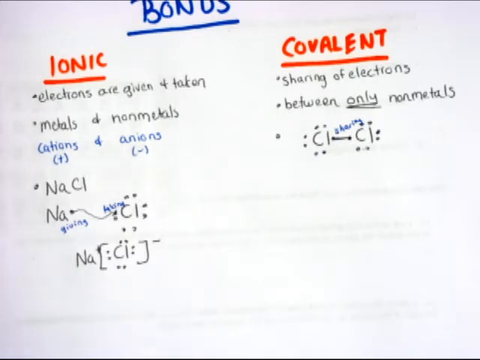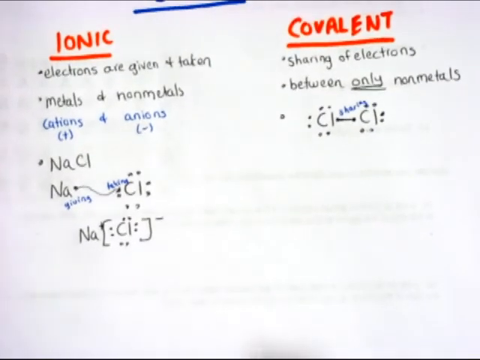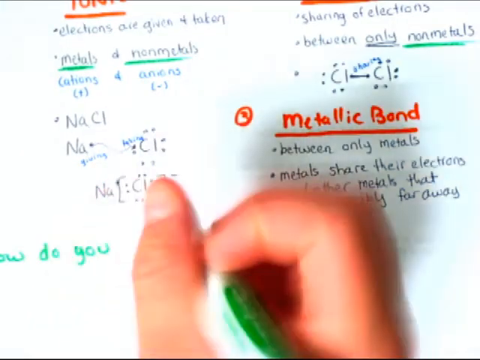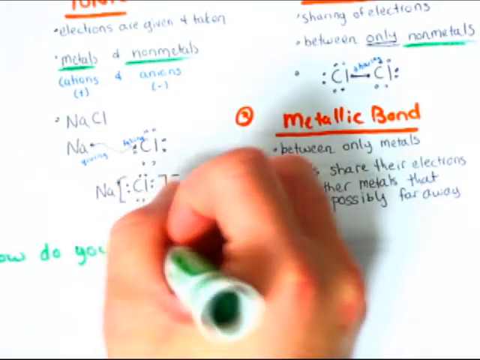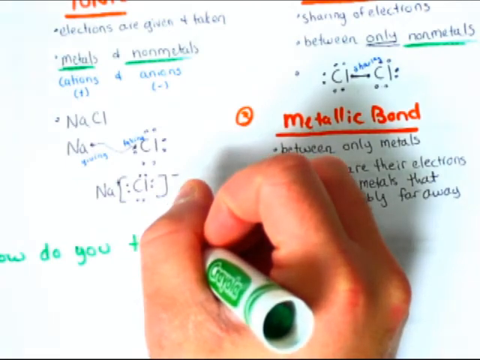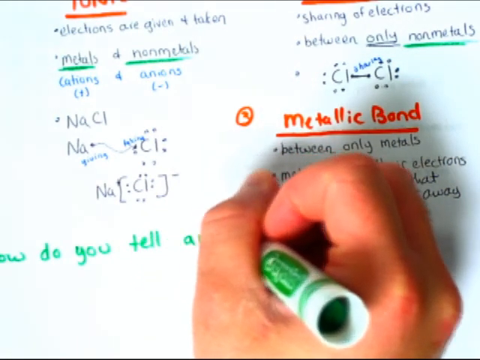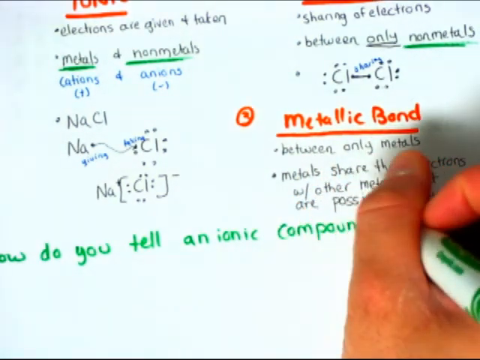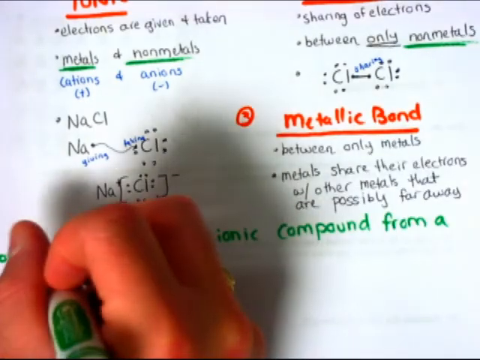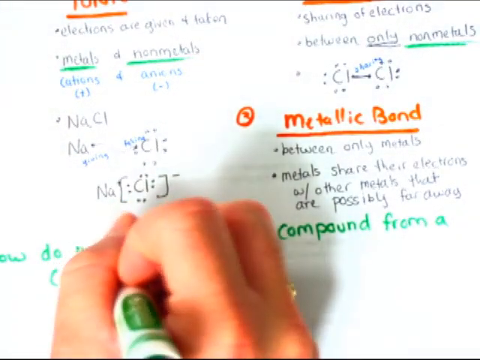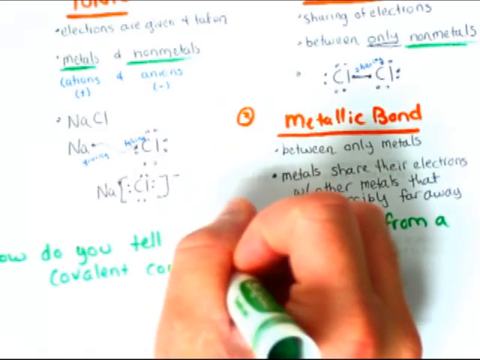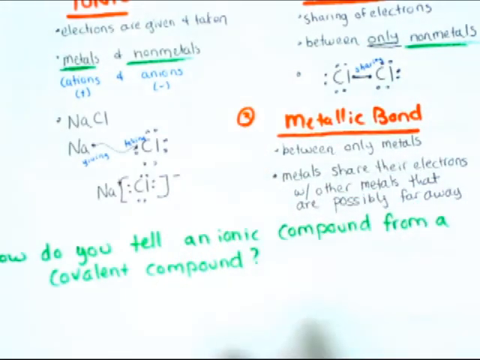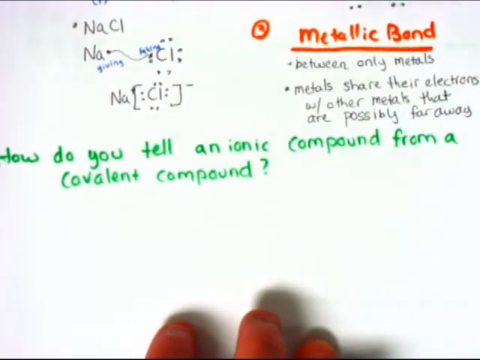Jason, what do you think? Very good. Question is, how do you tell an ionic compound from a covalent compound? You can write that down real quick and solve it.